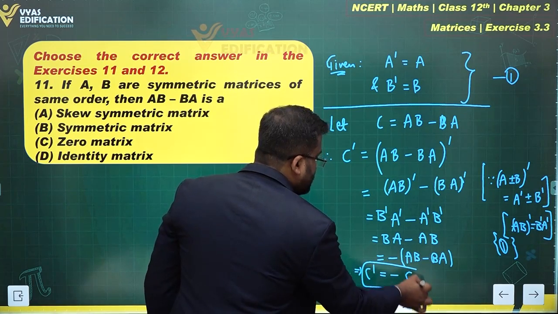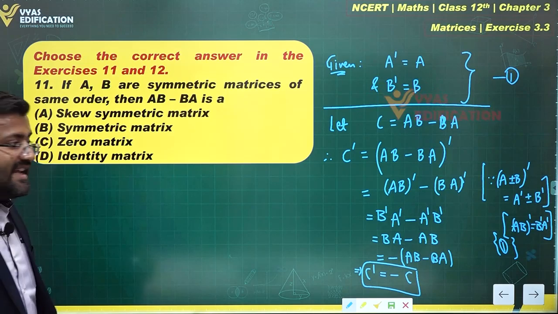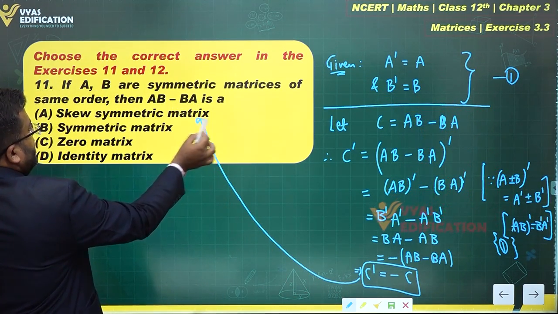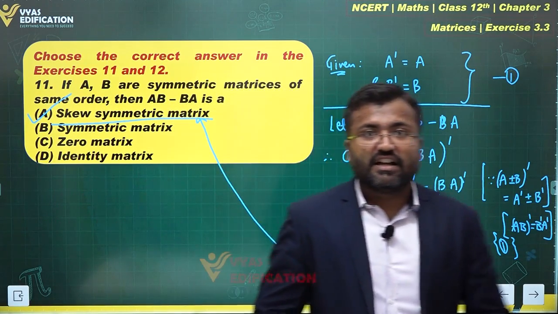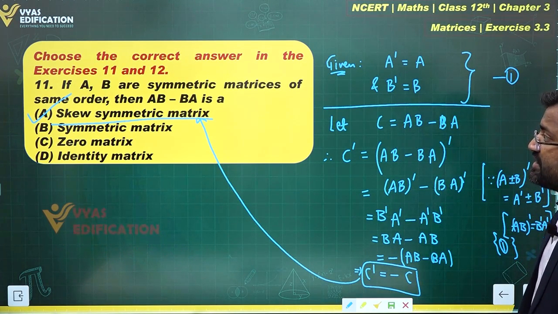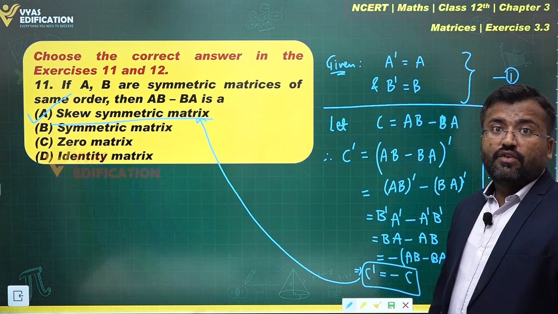Now C transpose is equal to minus C, which implies that C is a skew symmetric matrix, and that is the correct answer for this question. That's a complete solution. Each and every step has been explained clearly. You can take a look at the complete solution. That is all for this question.